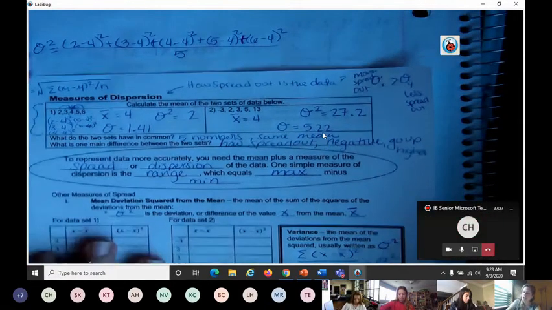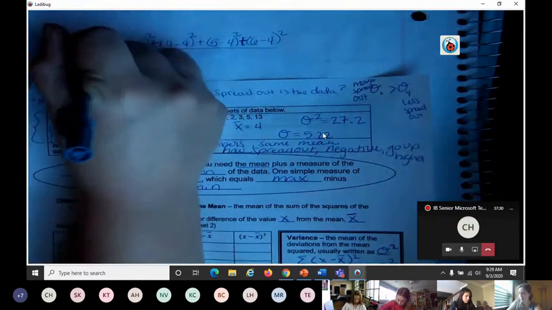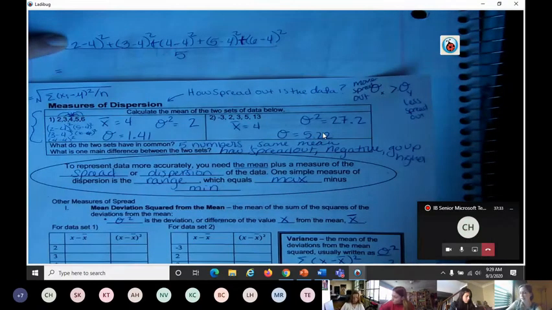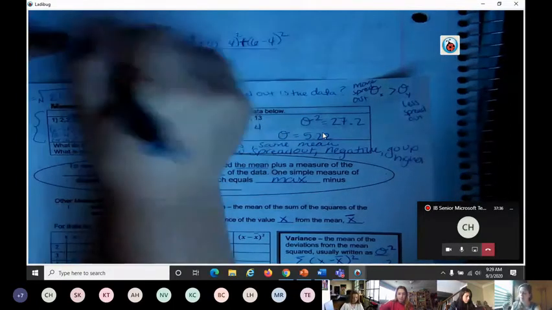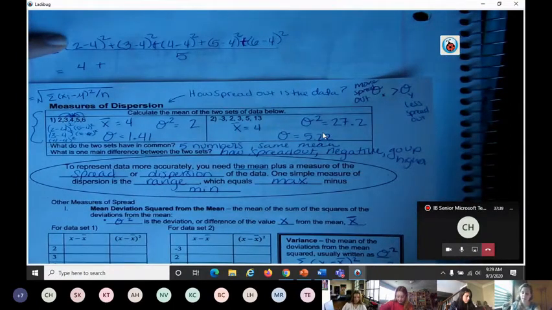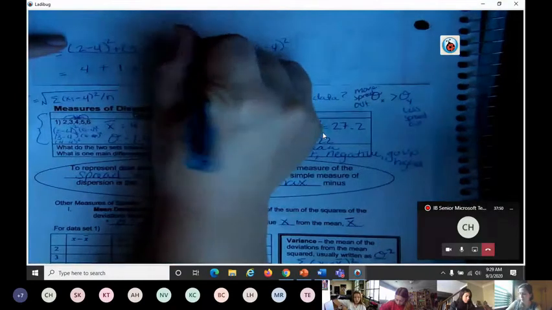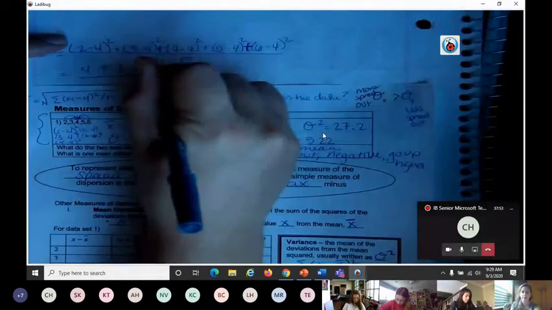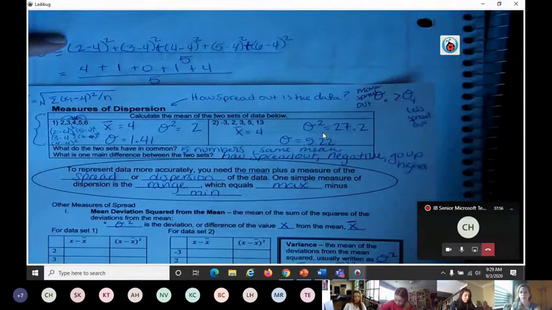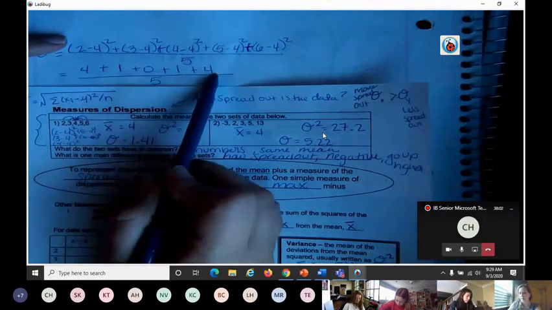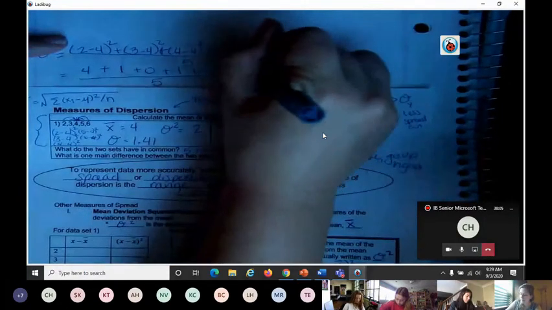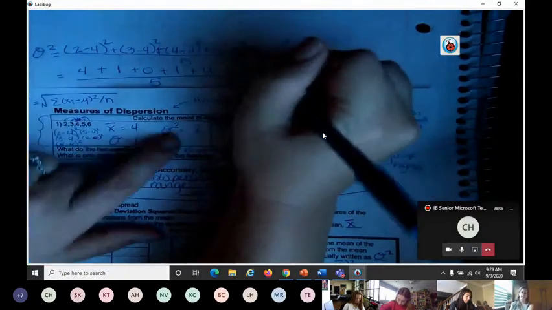Okay, so 2 minus 4 is -2. Square that, and we get 4. 3 minus 4 is -1. When I square that, I get +1. Then we have +0. Then we have +1 again. And then we're going to have +4 again. And we're going to divide all that by 5. So 4 plus 1 is 5. Plus 1 plus 4 is going to give us 10 total. And when we divide that by 5, we get 2. So that's how we get our variance here.